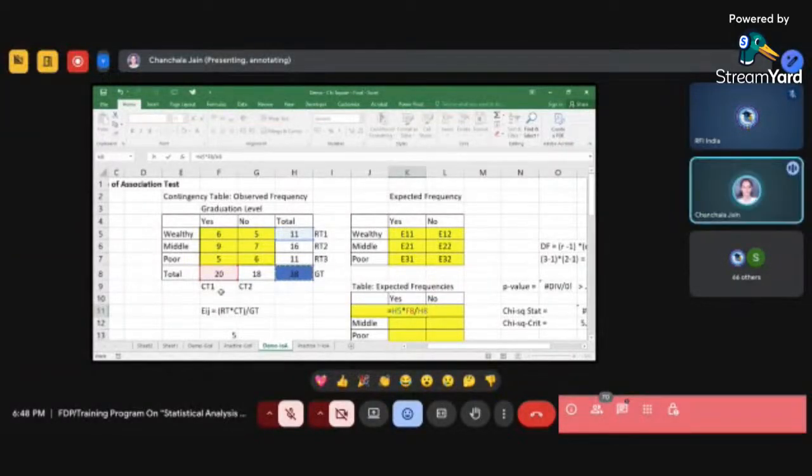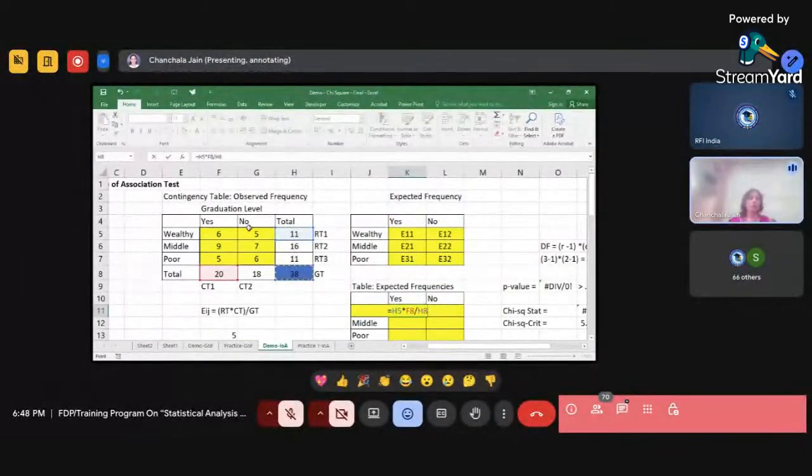Row reference means my table is situated from E to H. So you need to see your range of table.